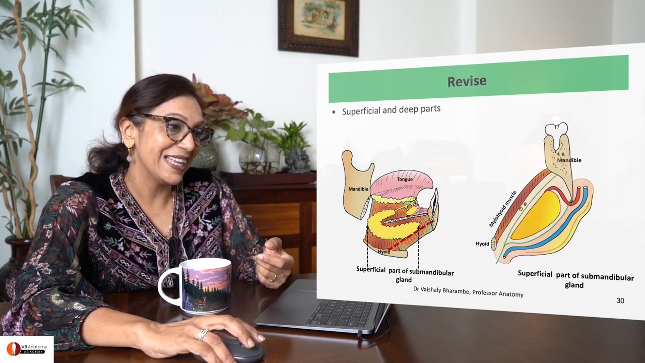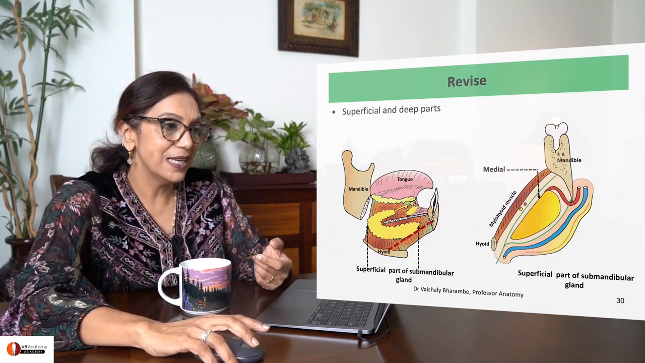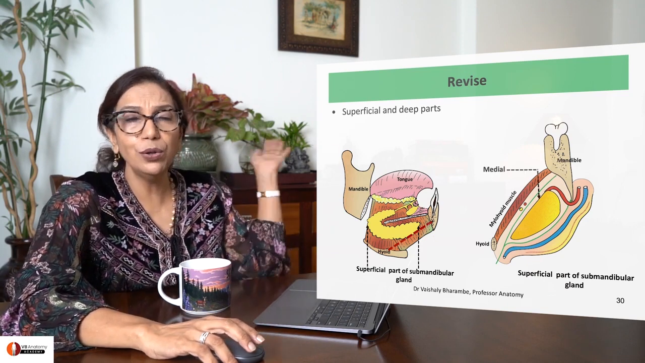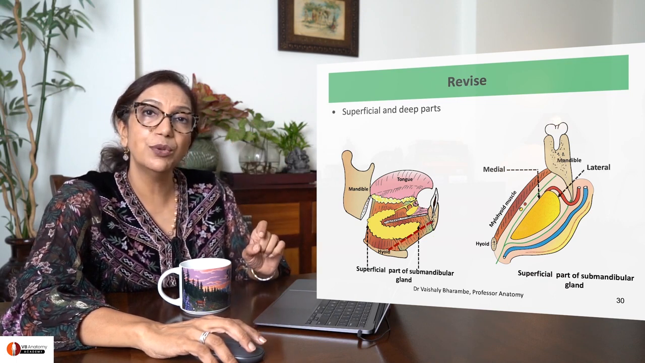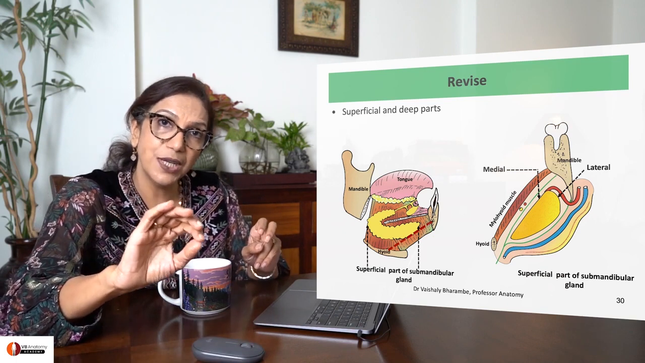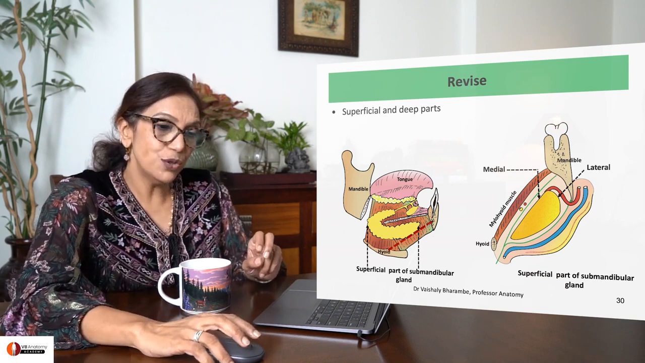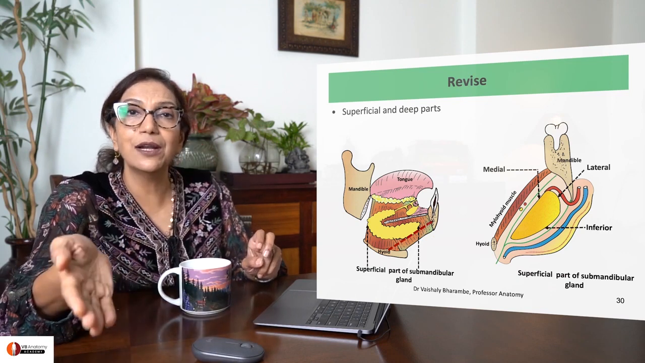Stylomandibular ligament. Very nice. Then we took a section through the superficial part and we saw that it's medially related to all those muscles, nerves and arteries I spoke about. Laterally related to the mandibular fossa, separated from it for a short while by the facial artery. And then superficially or inferiorly, it's related to all structures from the gland to the skin.